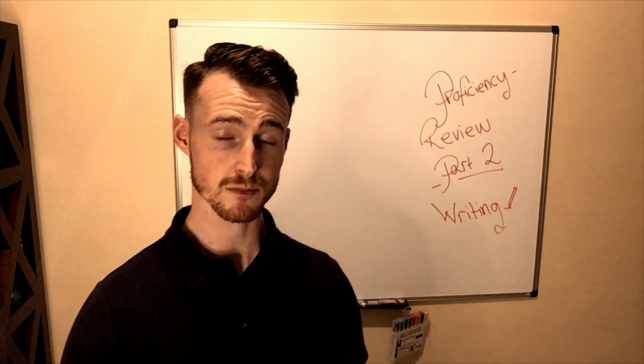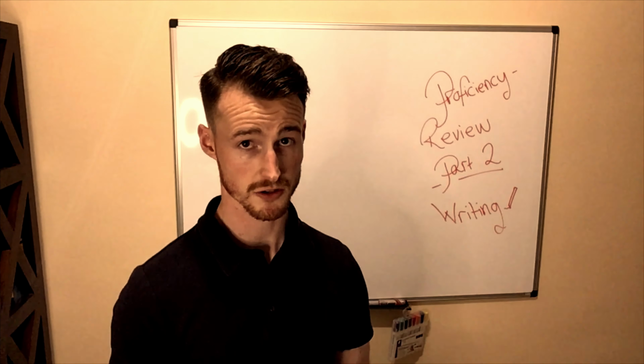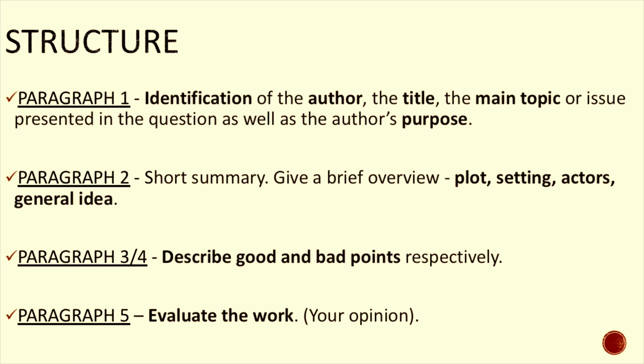Okay guys, now that we have some proficiency level vocabulary or thereabouts, let's have a look at the structure, because remember, you can't cook without a recipe. So as you can see here in paragraph 1, this is where we should identify the author, possibly the title or the main topic, and also try to identify the author's purpose, okay? In paragraph 2, this is where we give a short summary, a brief overview of the plot, the settings, actors, or the general idea. In paragraph 3 and 4, this is where we could describe good and bad points regarding whatever we are reviewing.